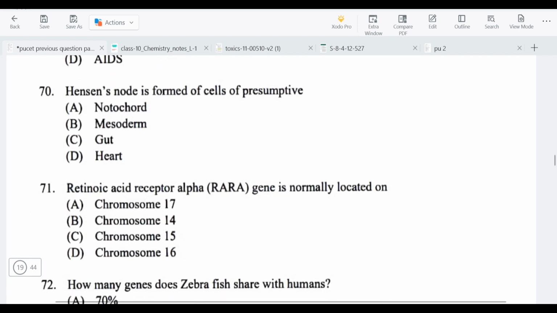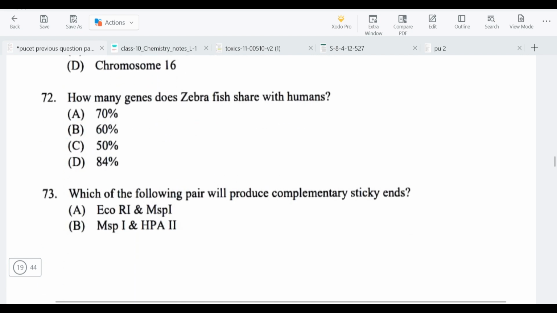Next question. Hensen's node is formed of cells or presumptive. The answer is notochord. So these presumptive notochordal cells form Hensen's node, right? Retinoic acid receptor alpha, RARA gene, is normally located on. The answer is chromosome number 17. Next, how many genes does zebrafish share with humans? Why this model here? Because it is very widely used in research, right? So approximately 70% of the genes.